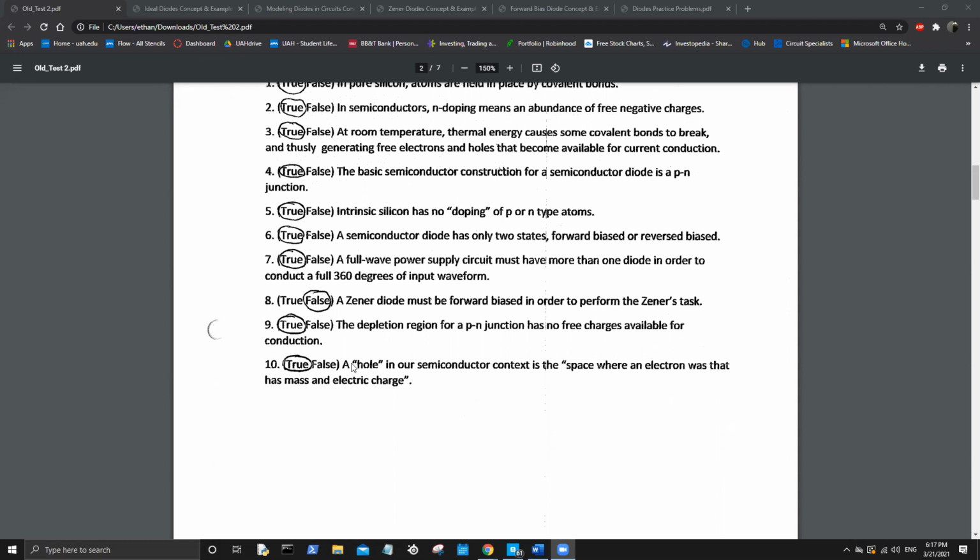10. A hole in our semiconductor context is a space where an electron was that has mass and electric charge. This sounds like some weird quantum stuff, and it kind of is, but it's true. A hole is just the positive result of an electron's absence. If you have a neutral system and you take an electron away, it becomes a positive system, right? Because you lost a net negative charge, so your net neutral becomes positive. Electrostatically, or just physically, if you take away a negative charge from a system that was neutral, then you've created a positive system. And that's what the hole represents.